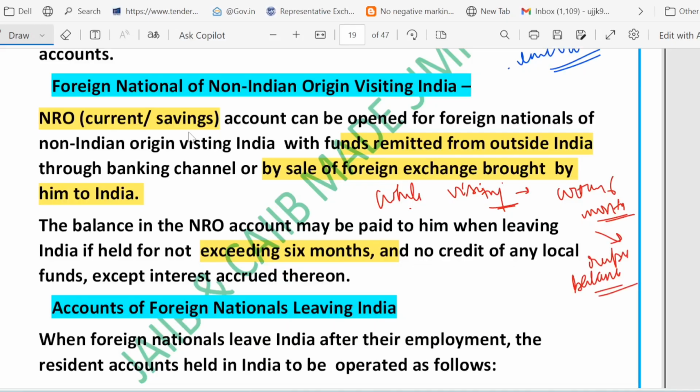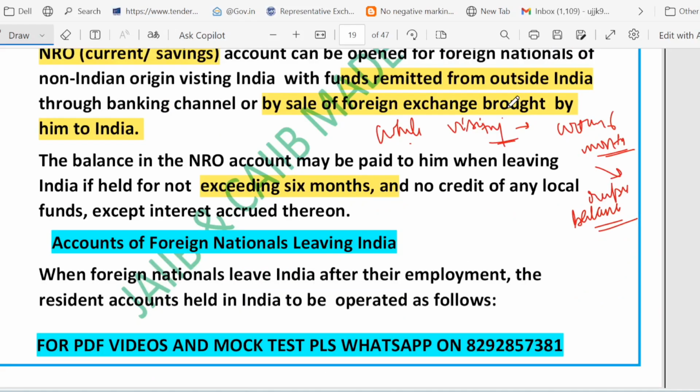So again I am repeating that if the NRO account is held for not more than 6 months, the visitor may have the balance paid to them when they leave India. Not more than 6 months means less than 6 months, right? So they may have the balance paid to them when they leave India.